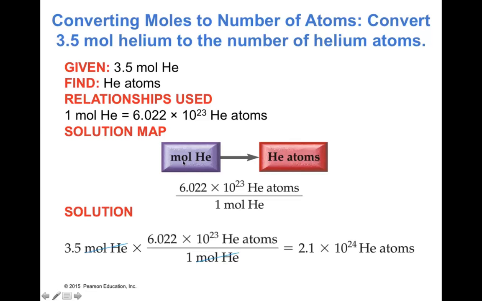And because we start with moles of helium, we put the 1 mole in the denominator, so we can then cancel that and have the atoms of helium in the numerator. So here we have the solution, 3.5 moles, that is in the problem. The conversion factor that we can obtain from the definition of mole, we cancel the mole of helium, and then we have the atoms of helium. So 3.5 times the Avogadro's number divided by 1 is equal to 2.1 times 10 to the power of 24 atoms of helium.